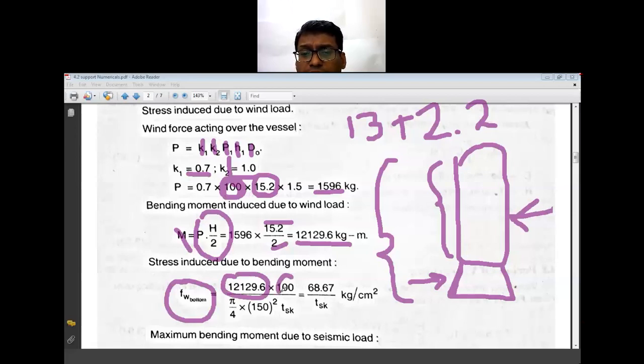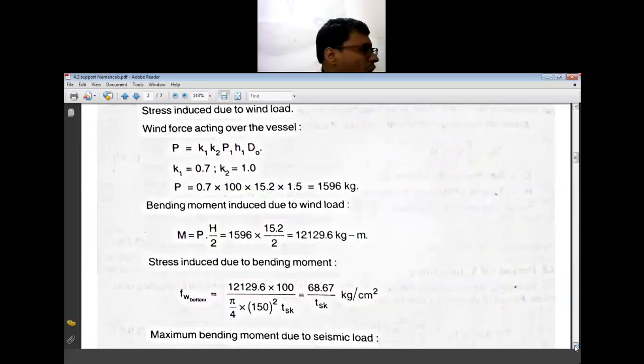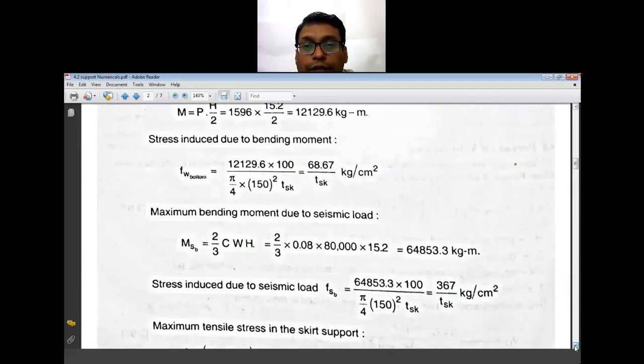So this is the 2.2 meter and this is 13 meters. So the total height from the ground will be nothing but 15.2 meters. So the bending moment induced due to the wind load, M, is equal to P into H by 2, the load exerted at half the distance. So this 1596 multiplied by 15.2, that is the total height divided by 2, comes to 121,296 kg meter.